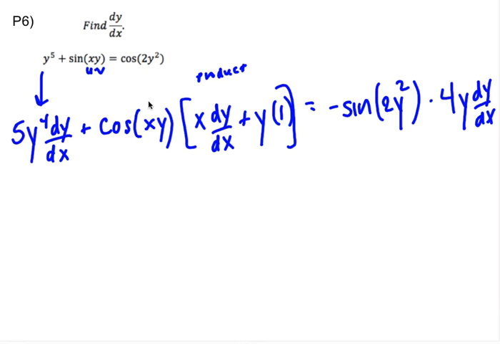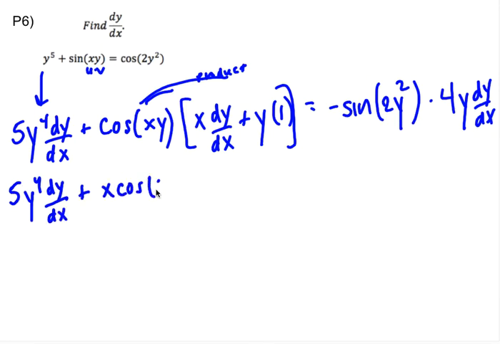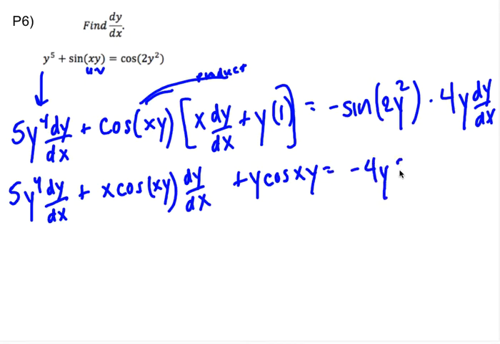My first suggestion is that you're going to want to distribute this cosine xy because some of it goes to a dy/dx and some of it doesn't. So I'm going to get a 5y to the 4th dy/dx plus an x cosine of xy times a dy/dx plus a y cosine of xy, no dy/dx there, equals a negative 4y sine of 2y squared dy/dx.